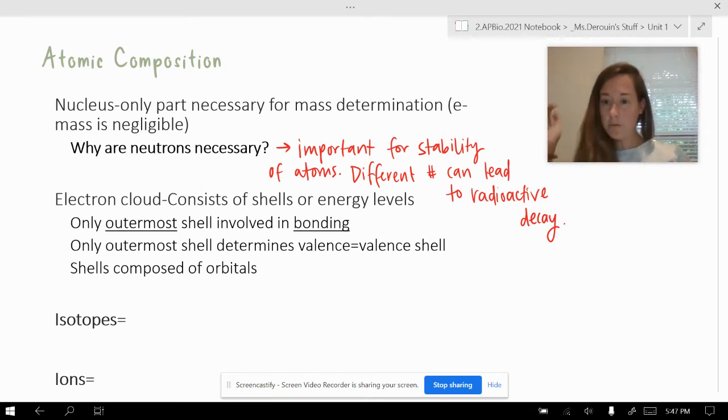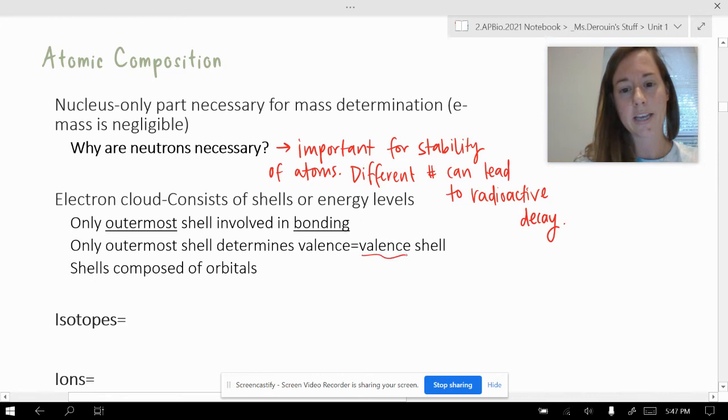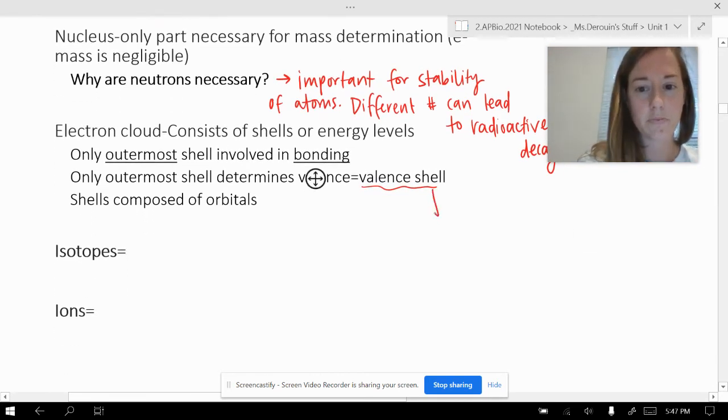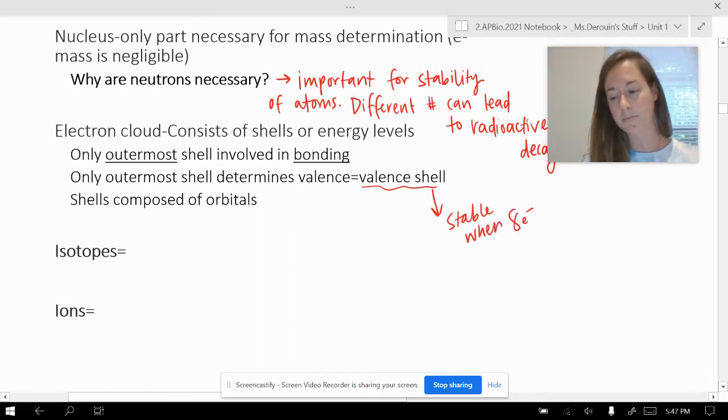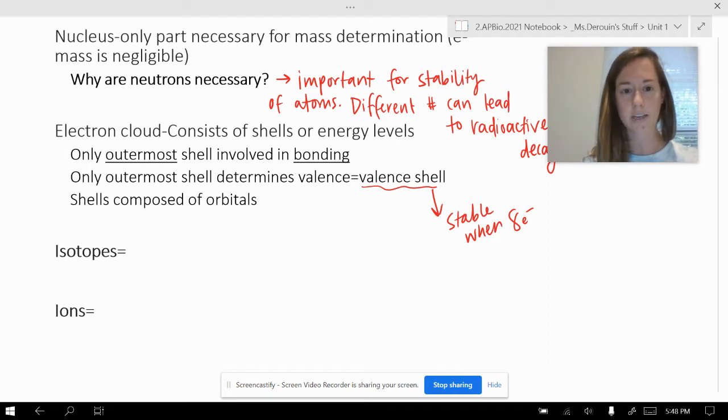Okay, the electron cloud has your different energy levels, and the number of electrons in the outer shell, which is called the valence electron shell, is what determines the ability of your atom to bond with other elements, which is going to be really important for us in a few minutes. Your valence shell is stable when it has 8 electrons. So the number of electrons an element has in its outer shell will determine how it likes to bond. We'll talk more about that in a second.